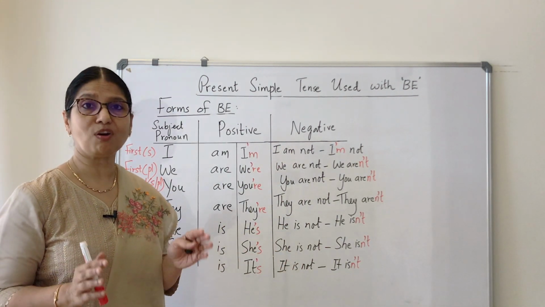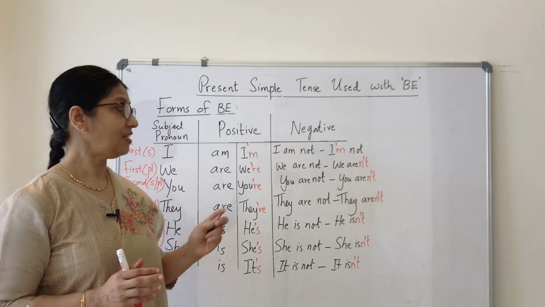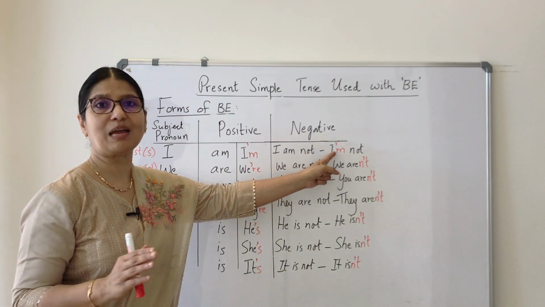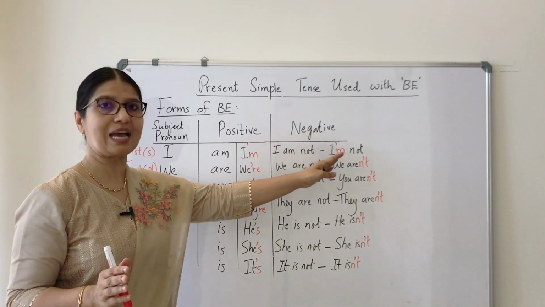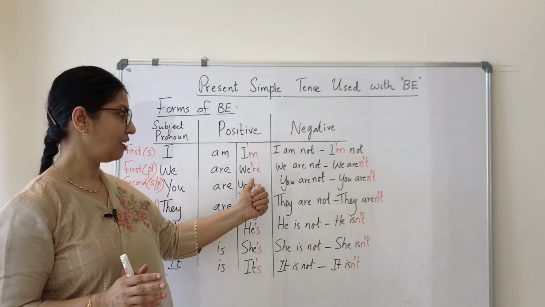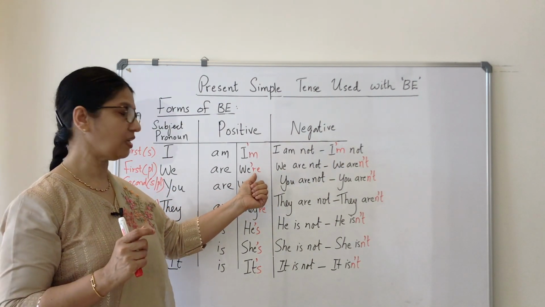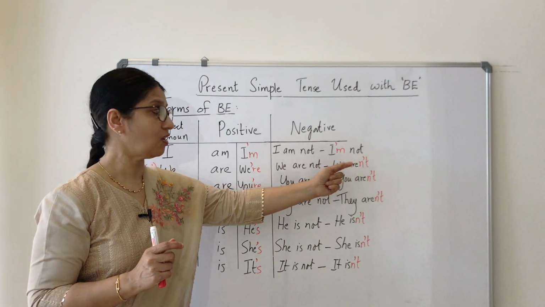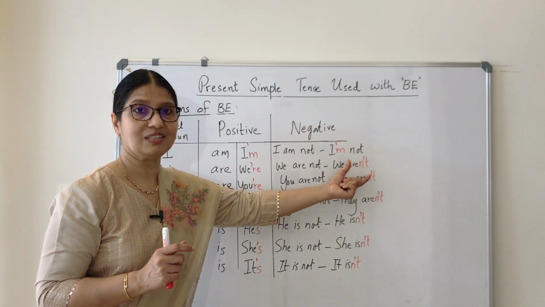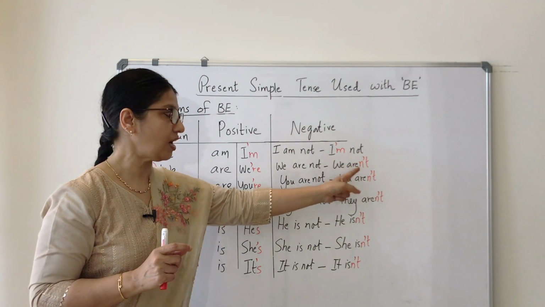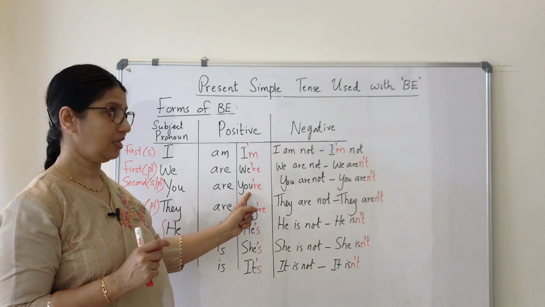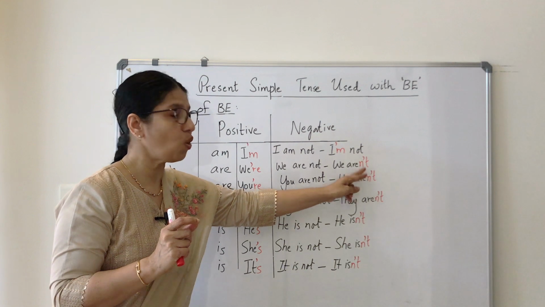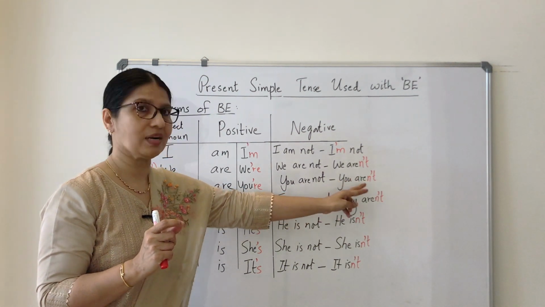But see how we have formed the contractions here. Here the contraction was I'm, and here the contraction is I'm not. It's the same, I'm and I'm not. But here it is different. Here the contraction, the short form is we're, but here it is we aren't. The shortening is happening here. So it is we aren't. Here it is you're, but there the short form is made by removing the O from not. So it is you aren't.